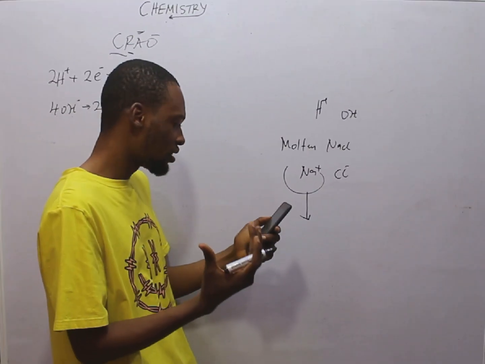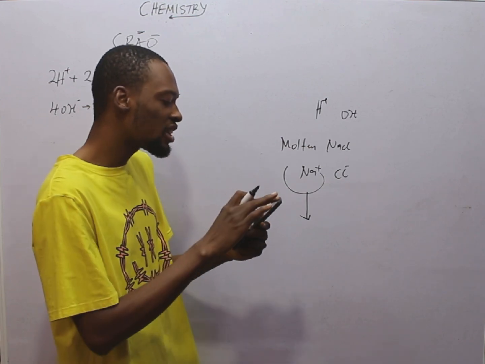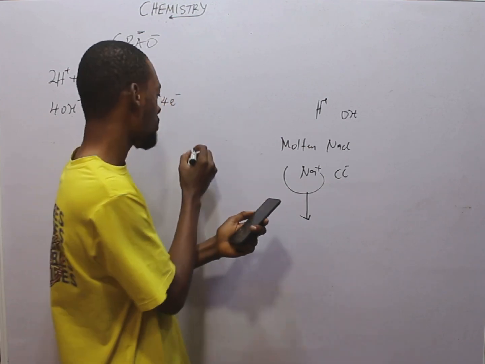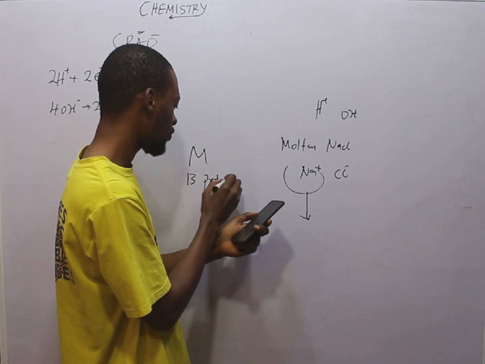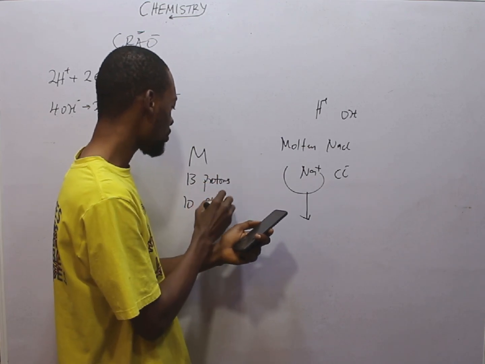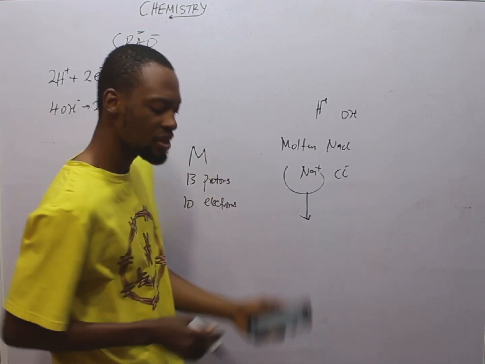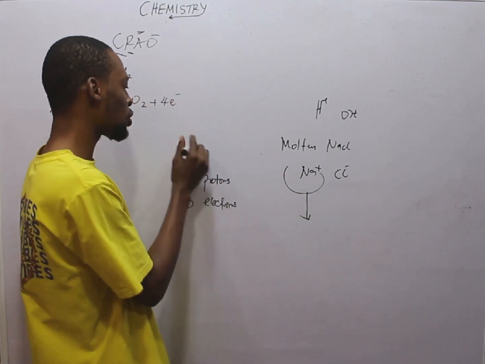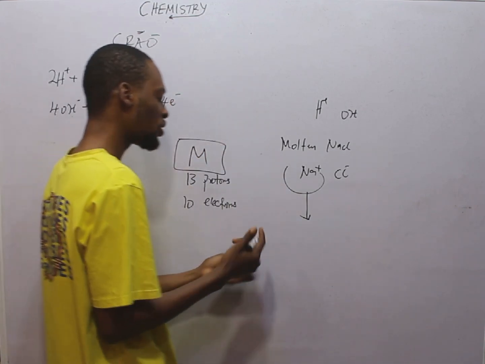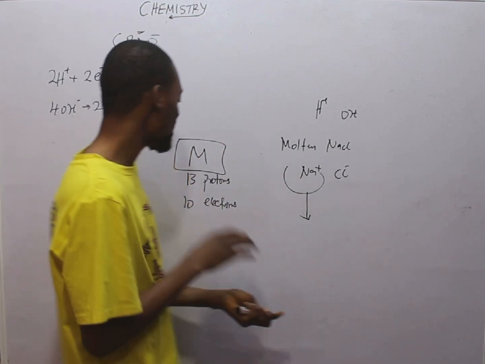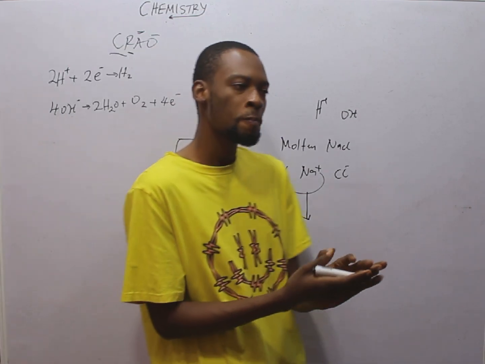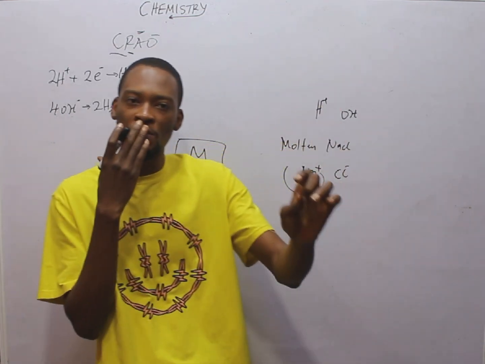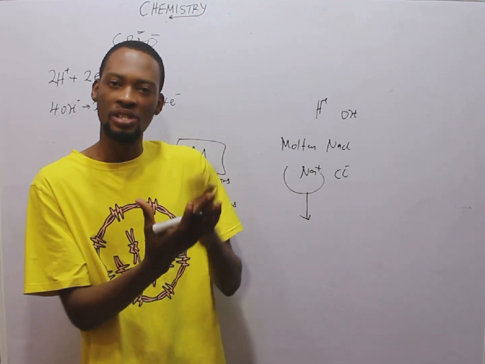Which of the following species correctly represents an ion M with 13 protons and 10 electrons? That is the question. So this is the atom. It forms an ion, and this atom has 13 protons and 10 electrons. What is an ion? An ion is simply an atom that possesses electric charge.